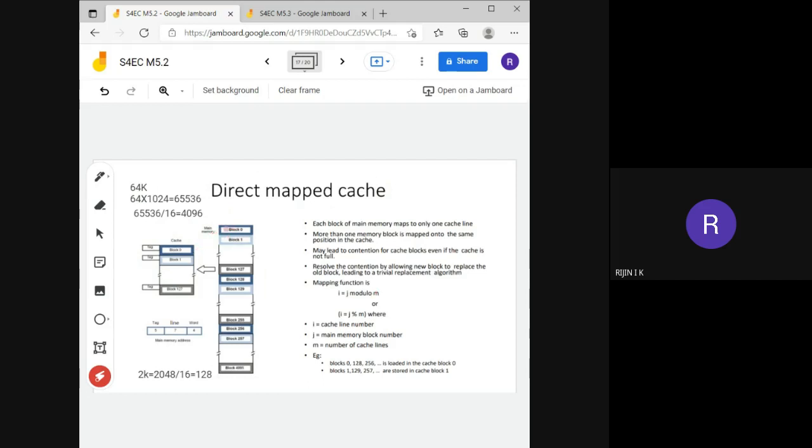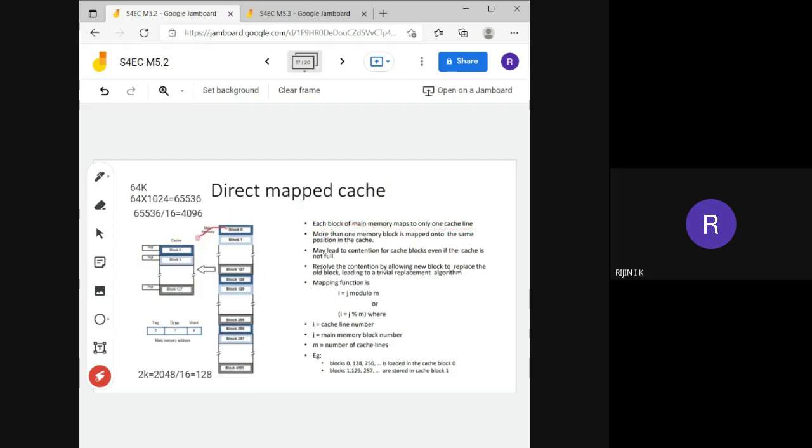Main memory block 0 will map to where? Cache memory block 0 only, it will not map anywhere else. Block 1, block 2, none of them will map there. So that is what it is. Each block of main memory maps to only one cache line.